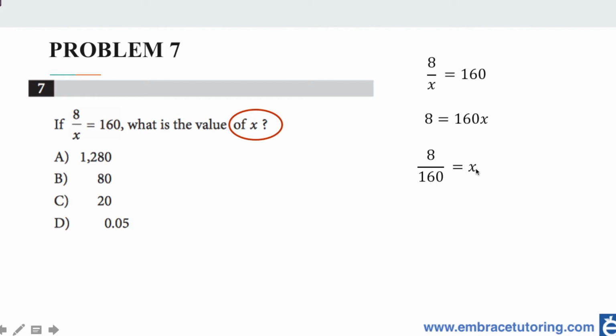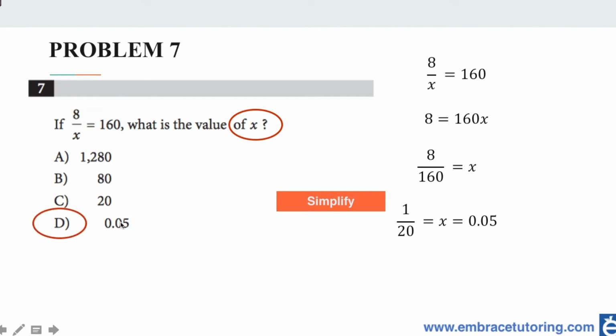Now, you should be able to tell rather quickly that this is going to be a small number, less than 1. And there's only one answer choice that's less than 1, just in case you get stuck. But if not, then try to simplify this to make this 1 over 20. And then hopefully you can tell that this is going to simplify to become 0.05, as they're putting this in a decimal form. So D is going to be my best answer.